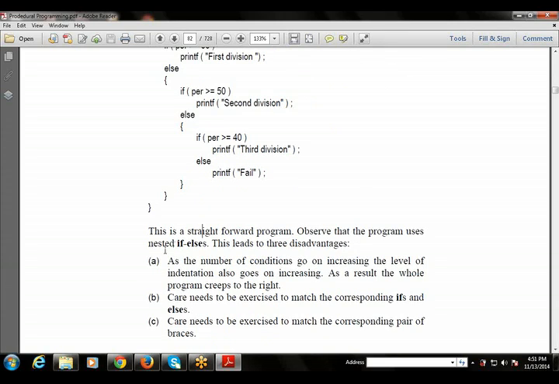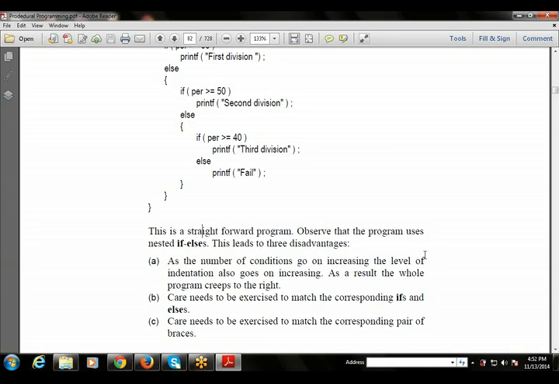Observe that the program uses nested if else. As you observe, there is a nested if else. This leads to several disadvantages. What are the disadvantages? As the number of conditions goes on increasing, the levels of indentation also go on increasing. As a result, the whole program creeps to the right.